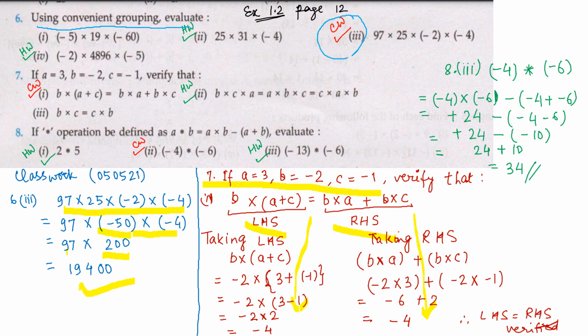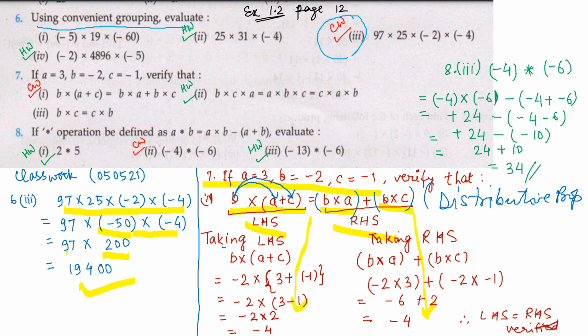So question number 7, subpart 1 says B into A plus C is equal to B into A plus B into C. This is actually what? If you remember, this is actually the distributive property. So anyways they should be equal only. Okay, so let us see distributive property. What we have done, we had distributed the number. B is multiplied first to A, plus B is multiplied to C. That's what is written here.